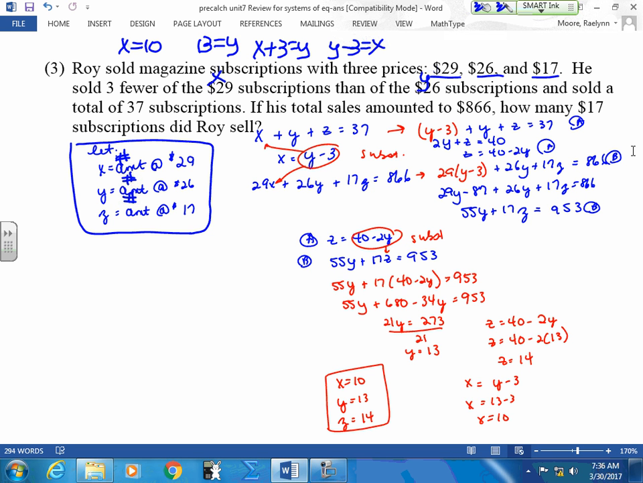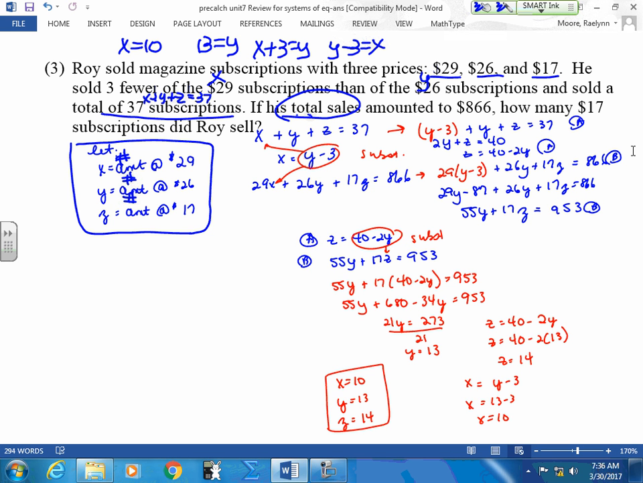His total sales is the money he makes. And he sold a total of 37 subscriptions. So 37 subscriptions, that's his X plus Y plus Z. The money that he makes, his total sales, that's when you got to multiply by how much each one was, right? So we take the X plus Y plus Z, and we put our money next to it, and we add up to our income.